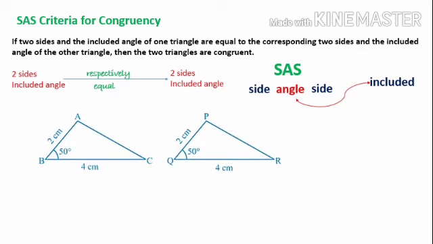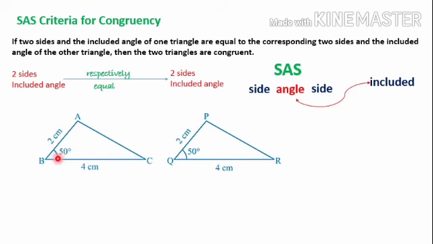Let's visualize it. Here there are two triangles, one is triangle ABC and another one is triangle PQR. Here if you check, AB is 2 centimeter, PQ is also 2 centimeter, means AB is equal to PQ. Again BC is marked 4 centimeter and QR is marked 4 centimeter, means we can say that BC is equal to QR. And here the very important one is the angle, and angle B and angle Q are 50 degrees each.